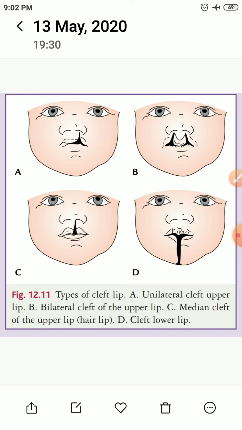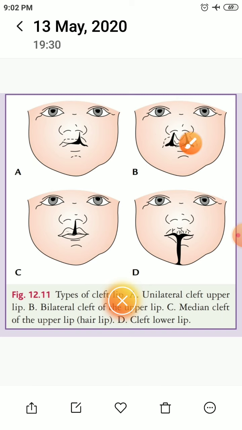This is the condition which usually can be seen soon after birth. That is cleft lip. This is the upper lip, there is a cleft in the lip. The mouth has a cleft in it. So this is unilateral cleft lip, upper cleft.